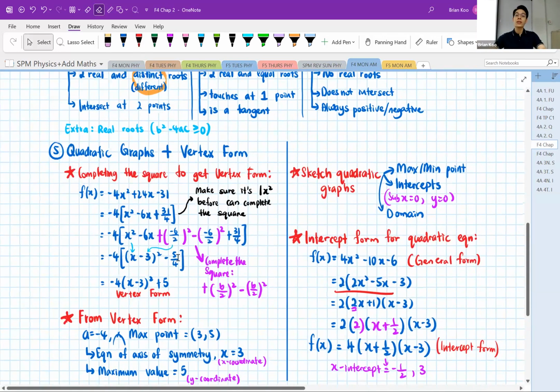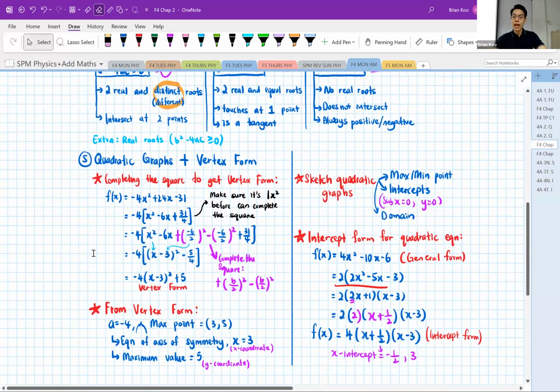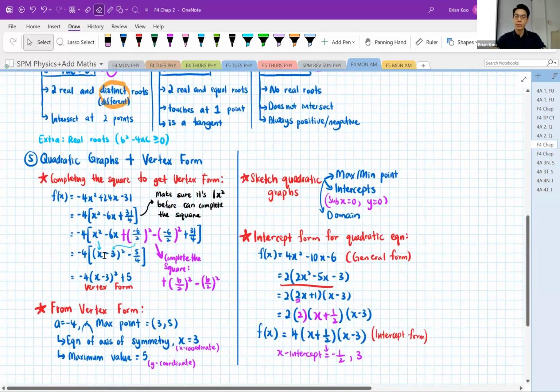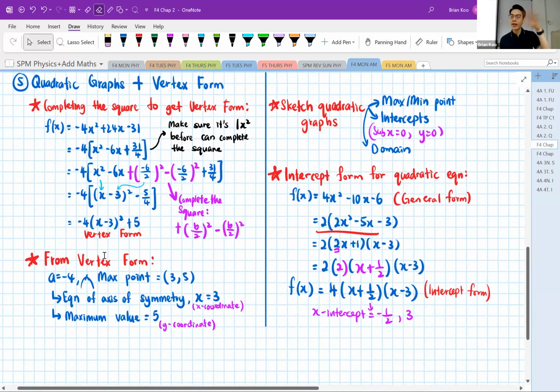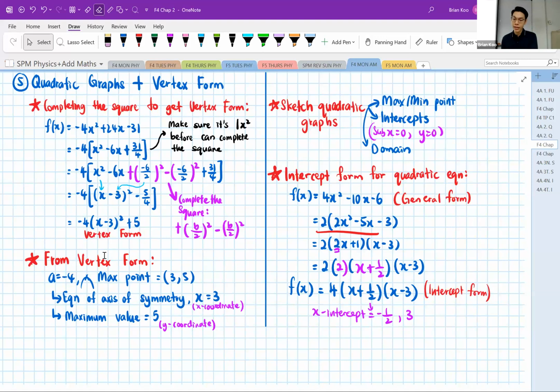So the question that has been asked once in the state paper was that they say, write this equation in intercept form. So you just factorize. Just keep on factorizing until the end there. And then you try to make x as +1. So if you've got any number, you just pull it out again. Okay, that's all.